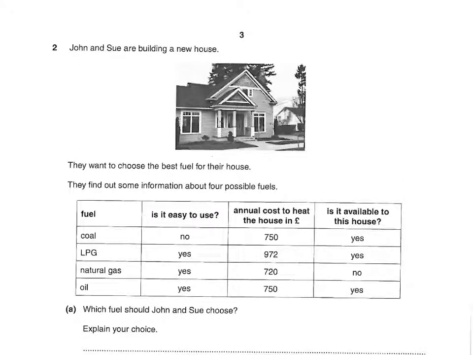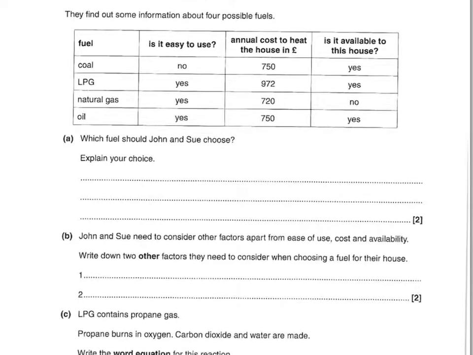Next question. John and Sue are building a new house. They want to choose the best fuel for their house. They find out some information about 4 possible fuels. There's the information, so they've got each fuel, and then is it easy to use, the annual cost to heat the house, and is it available to this house? And it says, which fuel should John and Sue choose?